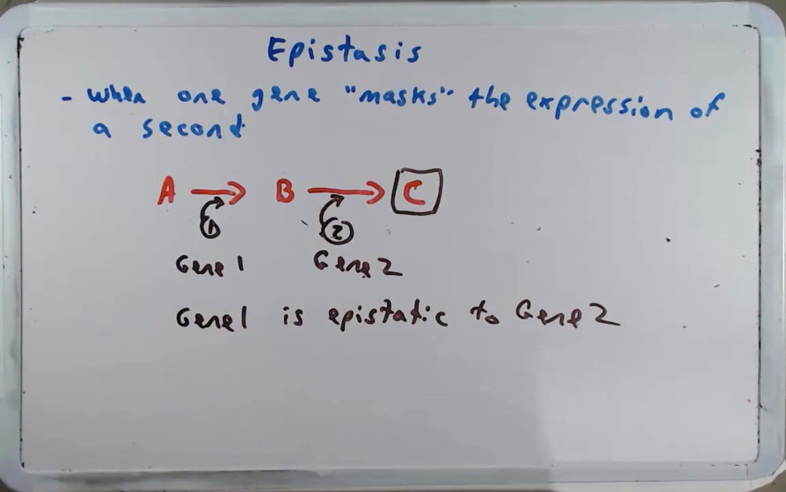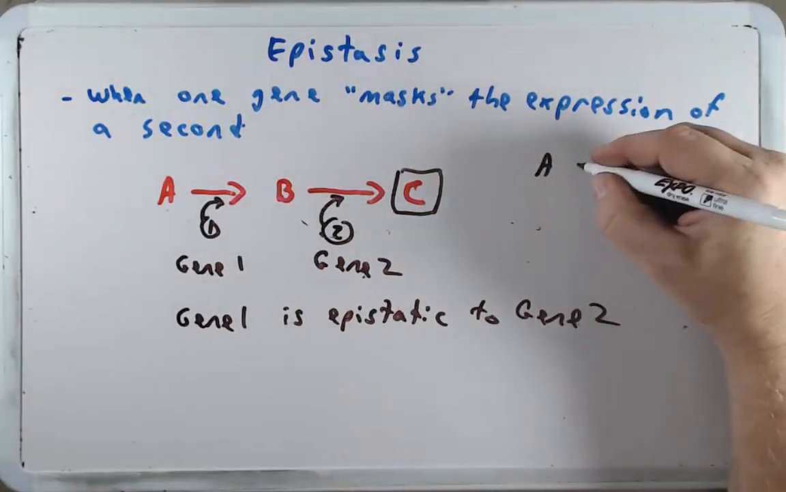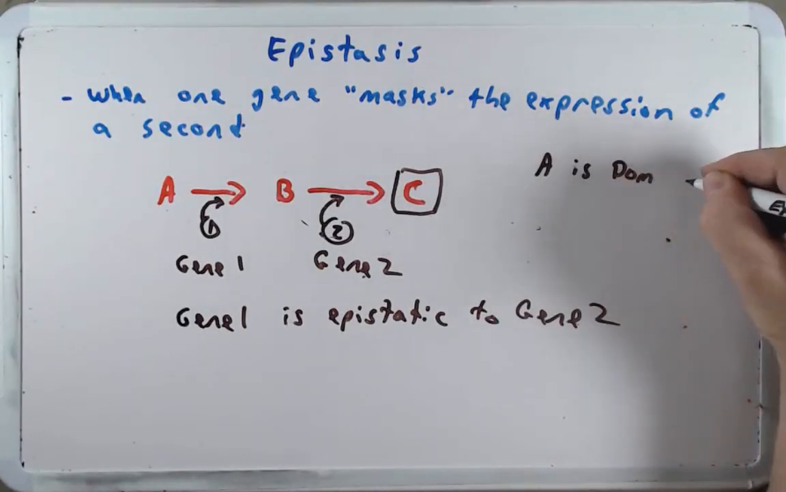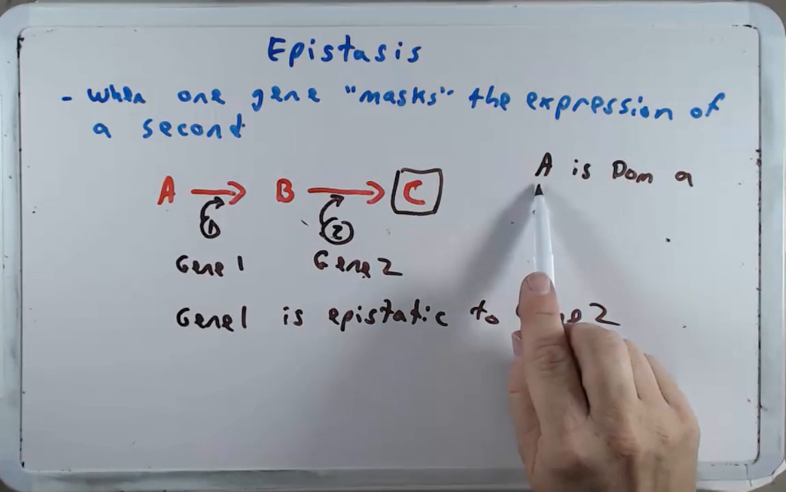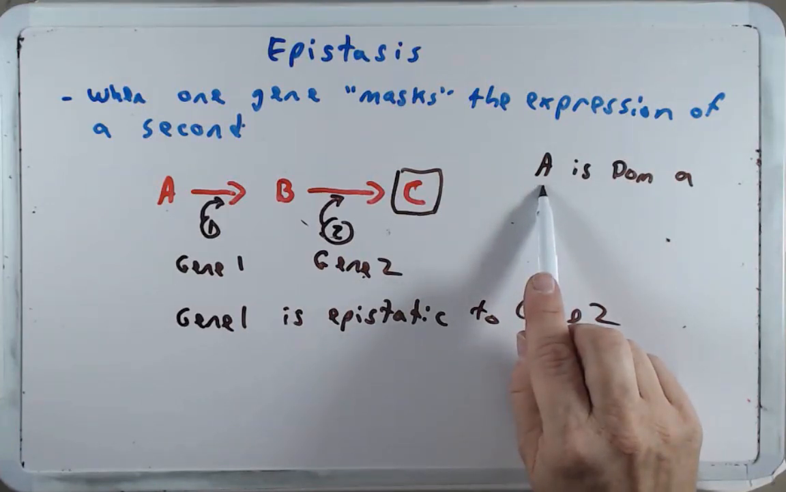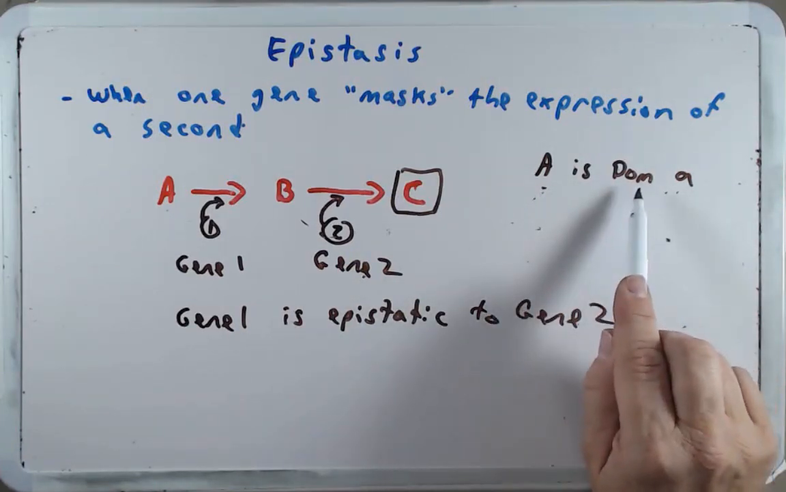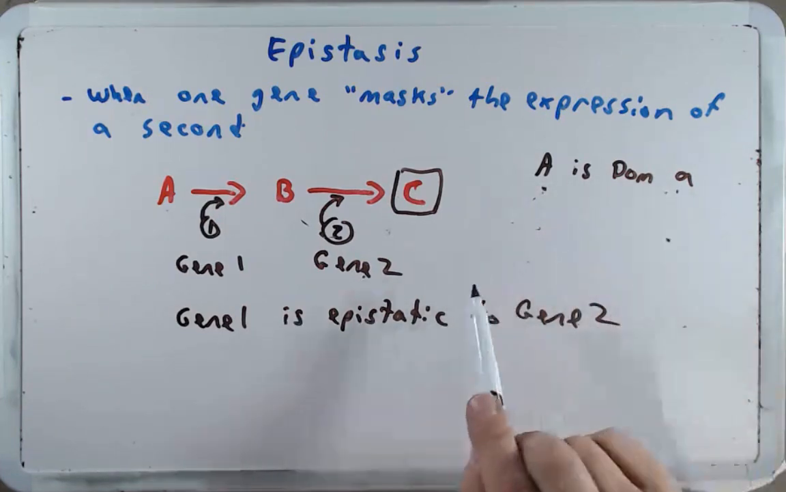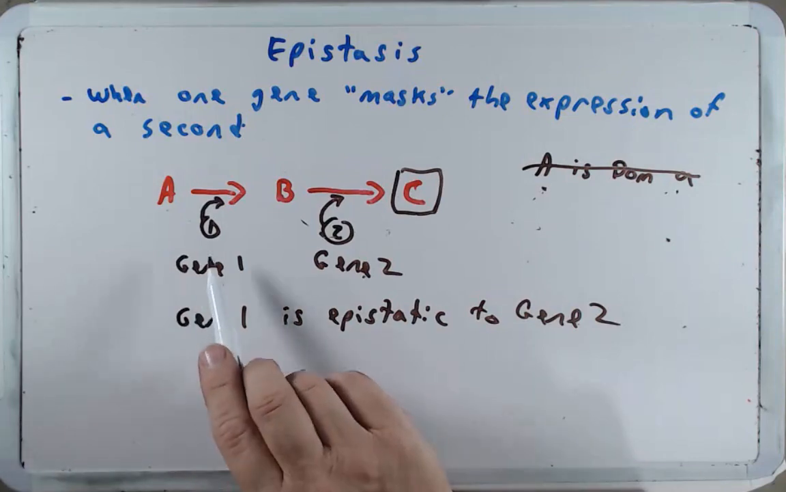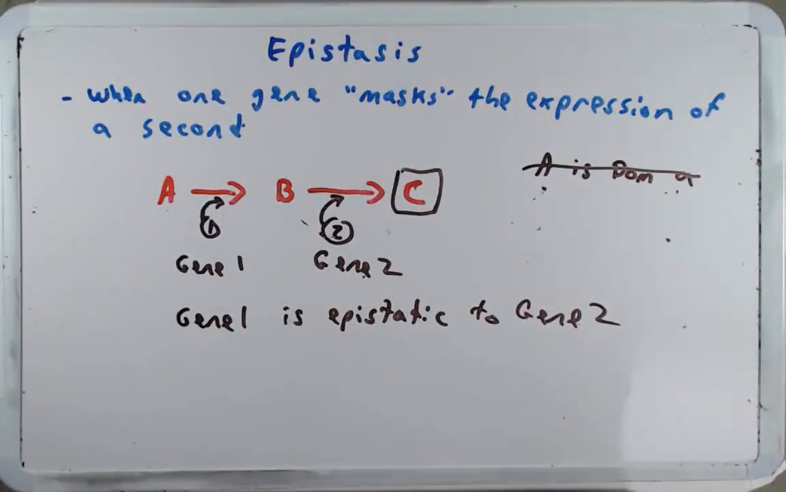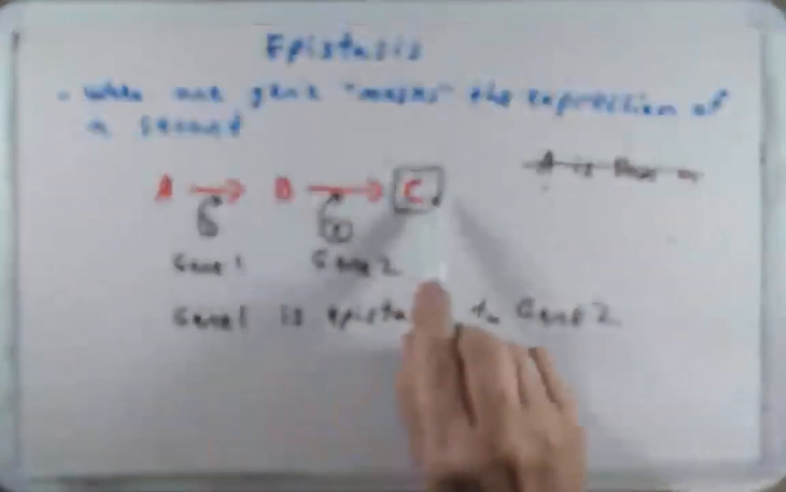This can also be confused with complete dominance, where big A is dominant to little a. This is different because complete dominance refers to a single gene that has a dominant and recessive allele. So that's not what's going on here. This is when you have two different genes that interact with each other in a common pathway.